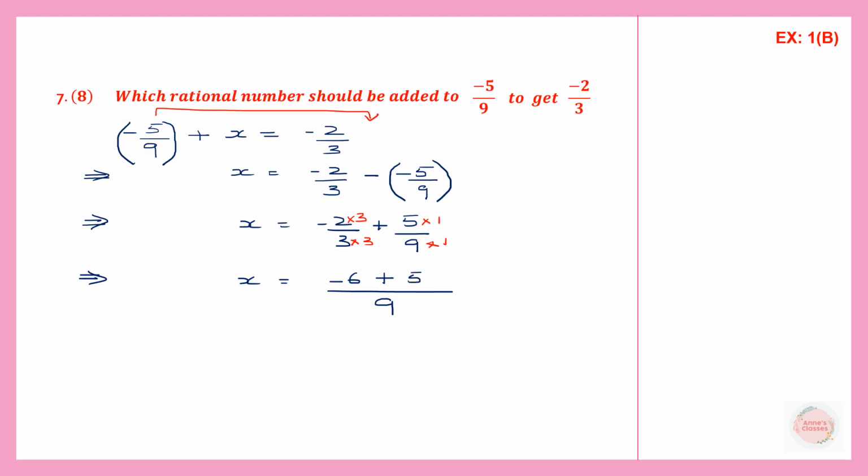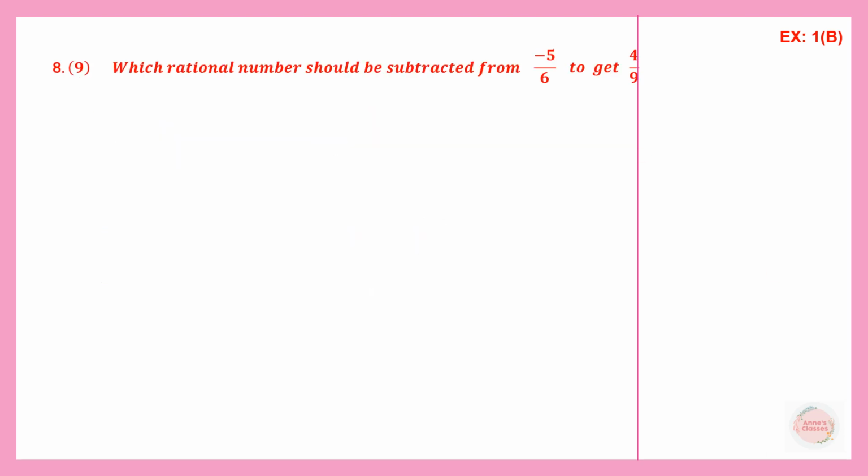Now here we have, as you can see, X is equal to minus 6 plus 5. The signs are different, isn't it? So we put the sign of the bigger number and we subtract. 6 minus 5 is 1. 1 by 9. So what is the final answer? Minus 1 by 9. So this number that we have found is the rational number that should be added to this to get minus 2 by 3.